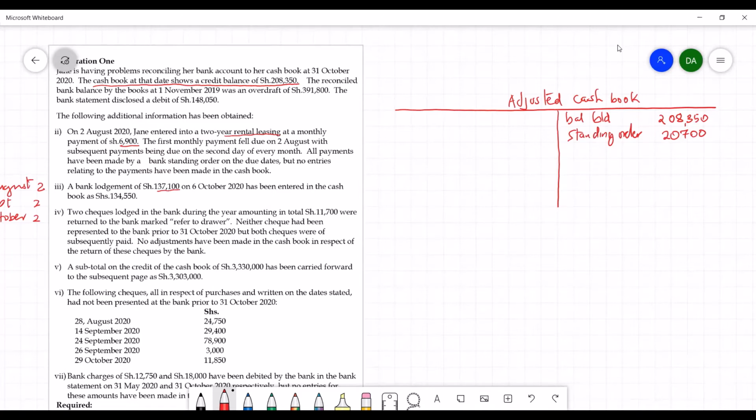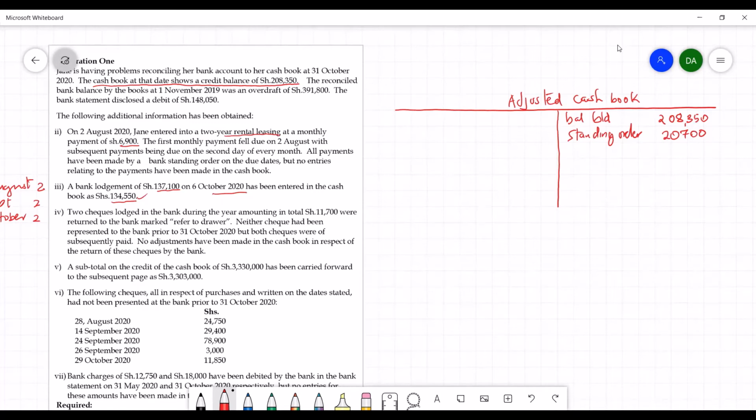Next, a bank lodgement of 137,100 on 6th October, that is within the year, had been entered in the cash book as 134,550. This was an error in the cash book. So we correct the error in the cash book. A bank lodgement is a deposit. So a deposit was made. The deposit is 137,100, but instead what was entered as the deposit in the cash book is 134,550.